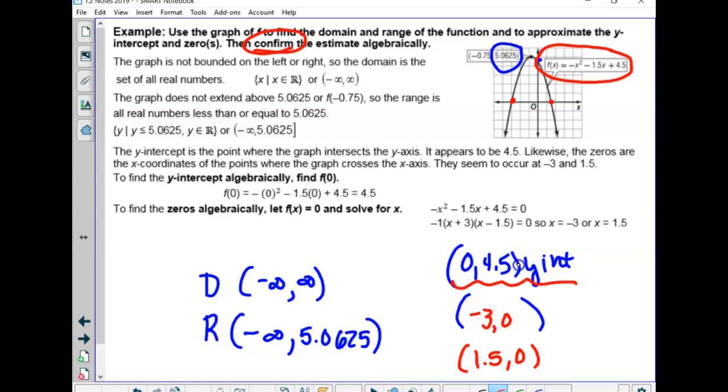How do you find the x-intercepts algebraically? y equals 0. So we would have to solve the whole thing. So what they did, if they set this equal to 0, they took out a -1. And then you had x squared plus 1.5x plus 4.5, which is still really gross. But they factored it here for us, okay, and got -3 and 1.5, so we were right on target. You could have also used quadratic formula.